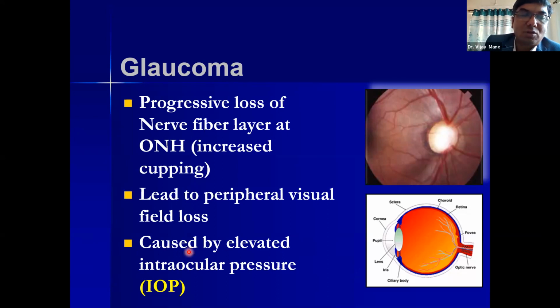So this is caused by elevated intraocular pressure. It is a loss of the neurofiber layer, and this layer is basically responsible for carrying the information of the falling light to the brain. It is a fiber, basically a connected network. That gets damaged due to elevated intraocular pressure. Intraocular pressure is nothing but the pressure of the fluid inside the eye.